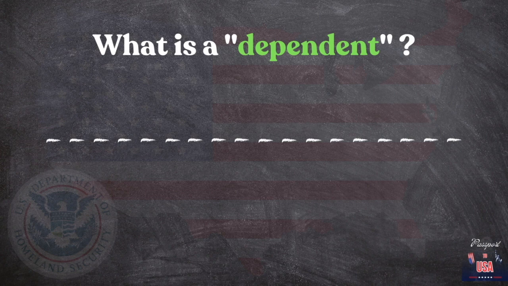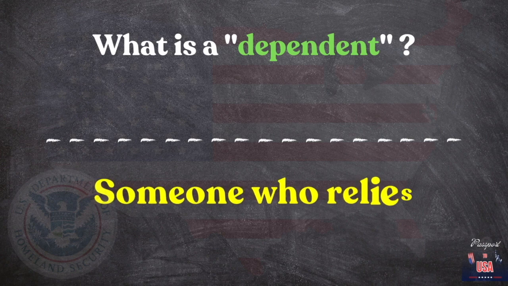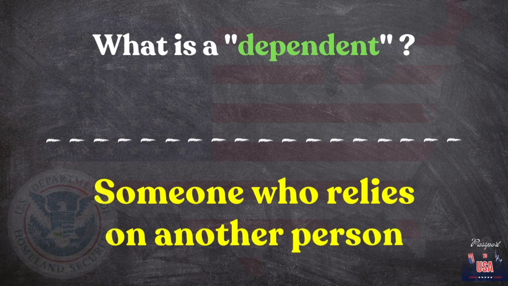What is a dependent? Someone who relies on another person.